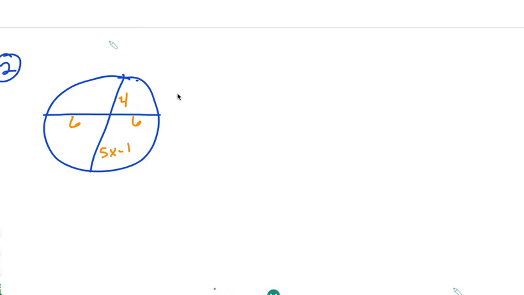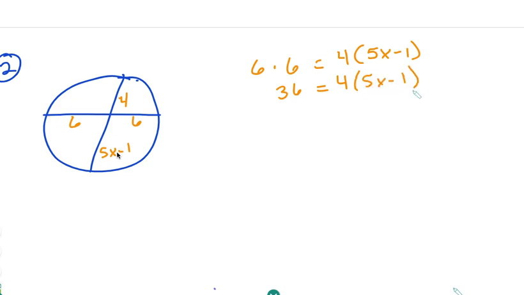All right, so we're trying to find X. We're going to take the first chord, 6 times 6. So 6 times 6 is equal to the second chord. Remember that if you have a binomial, it needs to go inside a parenthesis. So 4 times 5x minus 1. And now we're going to use our algebra to solve. So it's 36 is equal to 4 times 5x minus 1. Symmetrical, 4 times 5x minus 1 is equal to 36. Now you can rainbow. So 20x minus 4 is equal to 36.